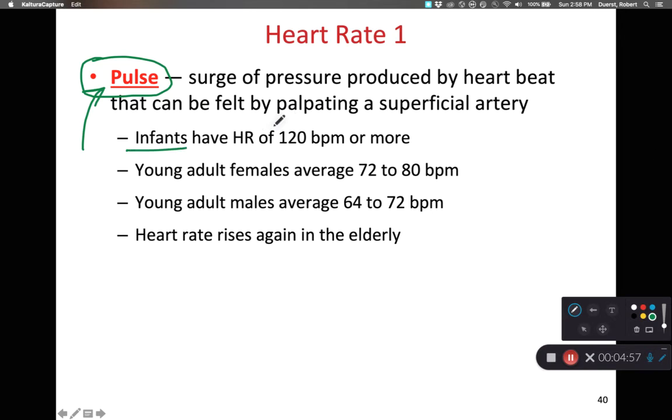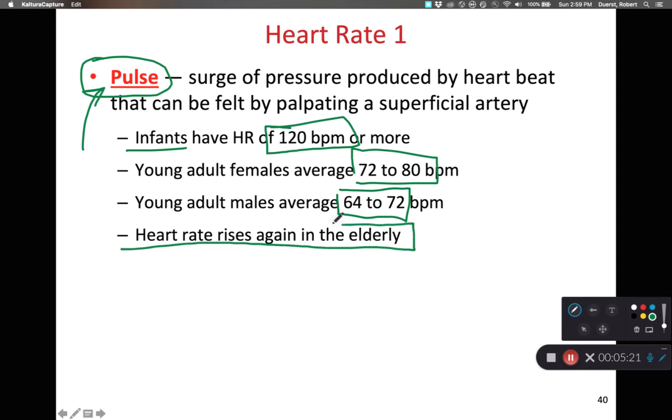When we look at infants, they typically have a high heart rate. 120 beats per minute is pretty normal. And across mammals as a whole, generally speaking, the larger the mammal, the slower the heart rate. Young adult females have a heart rate of about 70 to 80 beats per minute, whereas young adult males have a heart rate of about 65 to 70 beats per minute. The heart rate rises again when we become elderly, typically because of congenital or age-related defects building up and making the heart work harder.